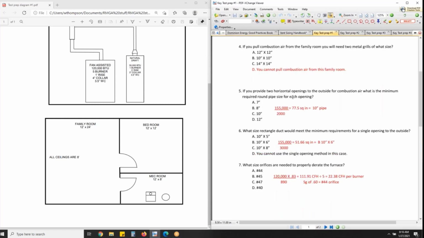If you provide 2 horizontal openings to the outside for combustion air, what is the minimum required round pipe for each opening?